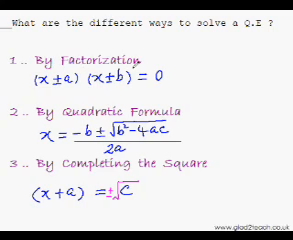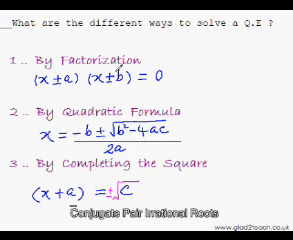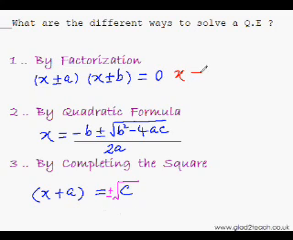Now the problem is that every method has its advantages and disadvantages. For example, factorization method is supposed to be the fastest method of solving a quadratic equation, but it is not able to solve all kinds of quadratic equations. This method will not work at all if the quadratic equation has conjugate pair irrational roots. Let's say the roots of the quadratic equation are like that: x equal to 2 plus minus 2 root 3. Then you can never solve that equation using this method, and you'll end up wasting a lot of time trying to solve that equation with this method.